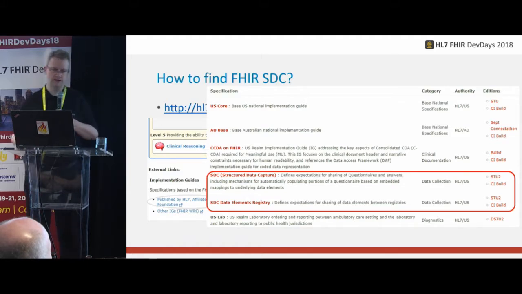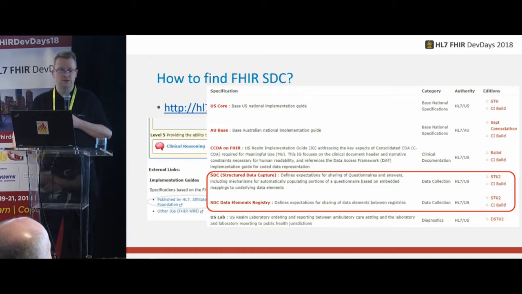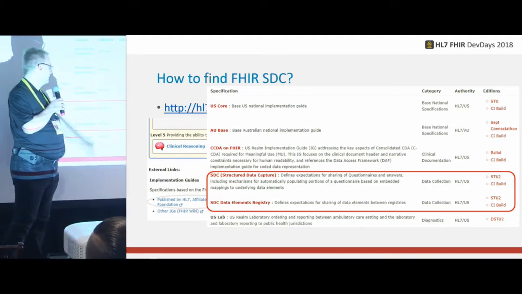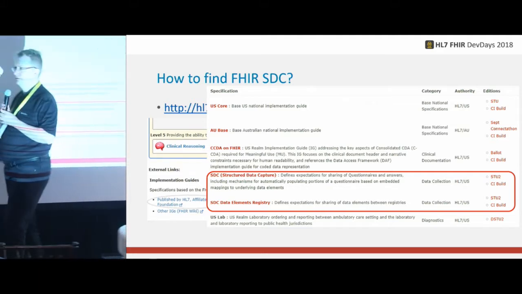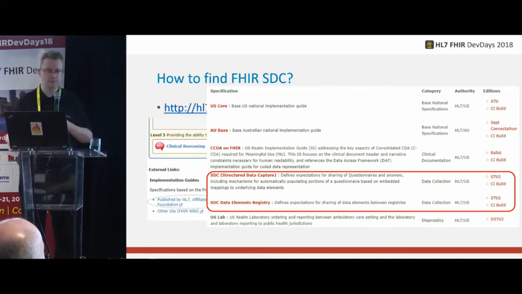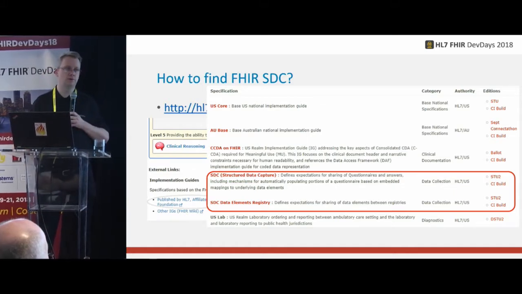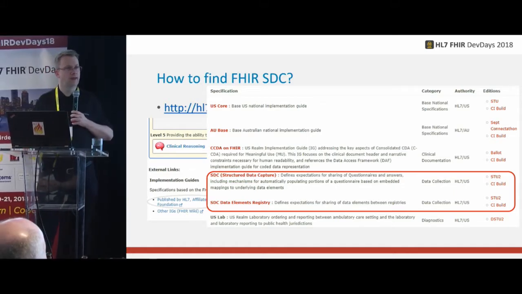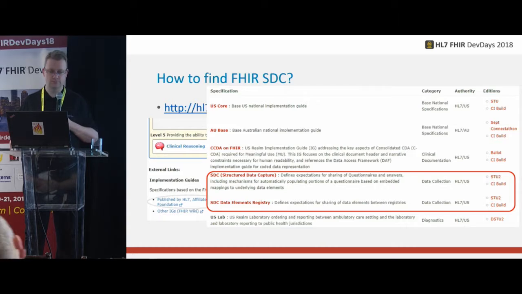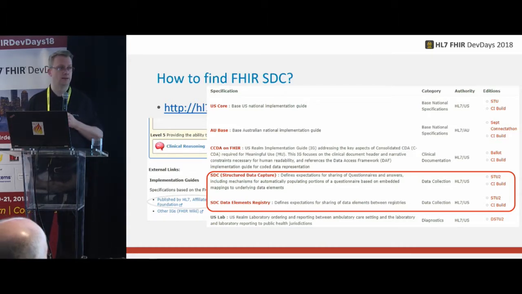But near the top, because we're one of the oldest ones, is structured data capture, and those two implementation guides are there. And if you look on the right-hand side, you'll see that for each of them we have two releases. The Standard for Trial Use 2, STU2 based implementation guide, which is on STU of FHIR, and the CI build, which is the continuous integration build, which is whatever I checked in most recently, and is the base for what we're planning to publish this coming, I guess it'll actually publish in August as part of the September ballot cycle, and that we will be looking to publish as part of or alongside FHIR Release 4.